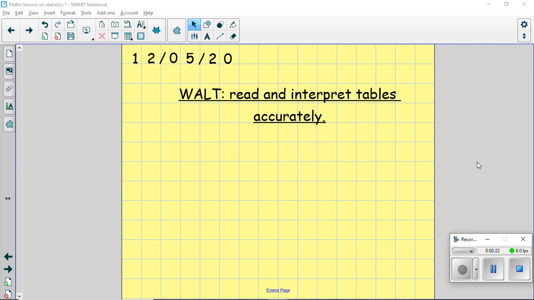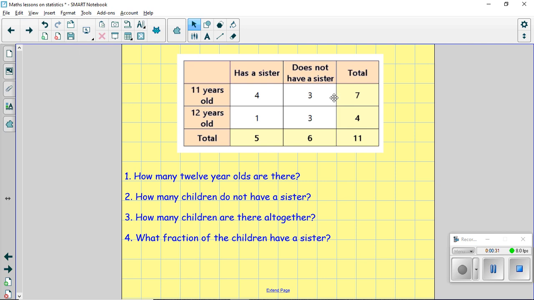So the type of table that we're going to have a look at is a two-way table, and this is basically a way of looking at two different pieces of information together. For example, I've got a table here, if we've asked some 11-year-olds and some 12-year-olds if they've got a sister and if they don't have a sister. So this is the information on the chart.